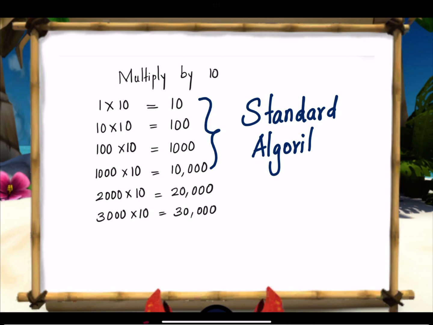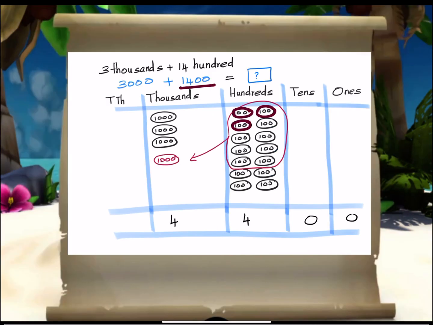Okay, now you can see the place value chart that shows 3000 plus 1400 equals what? We are going to find the answer for 3000 plus 1400. This 3000 we have marked here, 1000, 2000, 3000, and 1400 can also be called as 14 hundreds. So I have drawn 14 hundreds in the hundreds spots. 100, 200, 300, 400, 500, 600, 700, 800, 900, 1000, 1100, 1200, 1300, 1400.